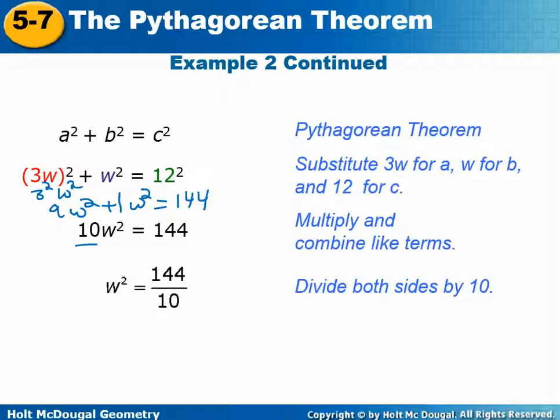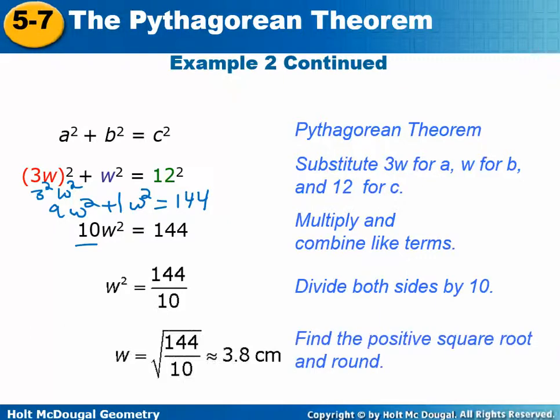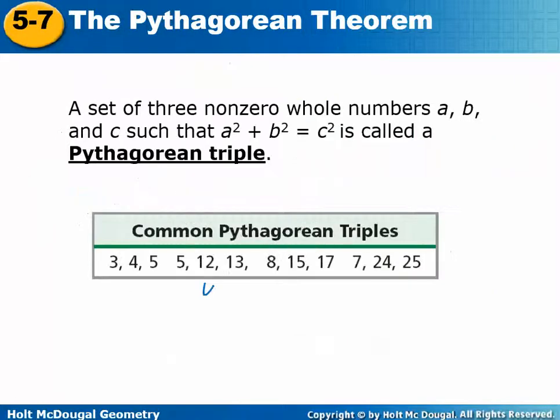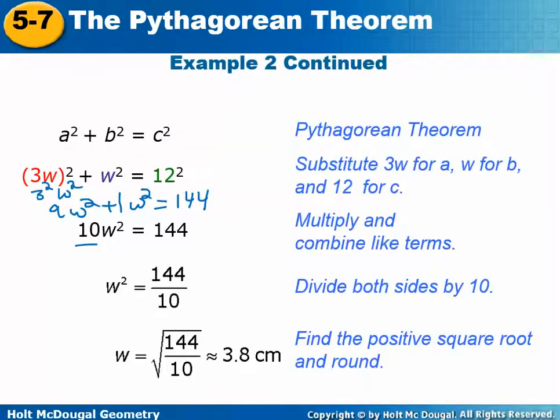Now we have to take the square root of both sides. And when we do that, you could do it the way they did. They just got a decimal approximation. You could also do it like this. The square root would be equal to the square root of 144 over the square root of 10. And the square root of 144 is 12 over the square root of 10.